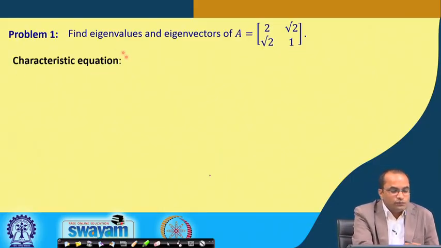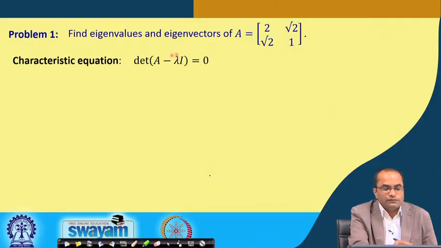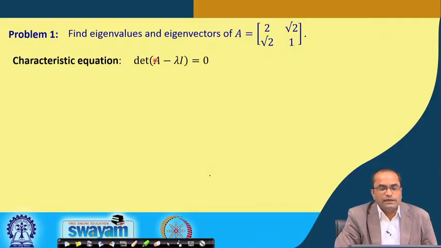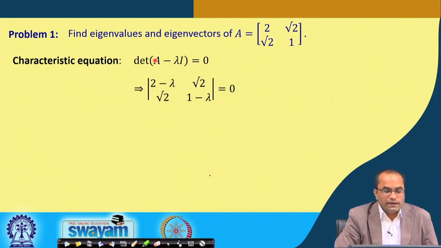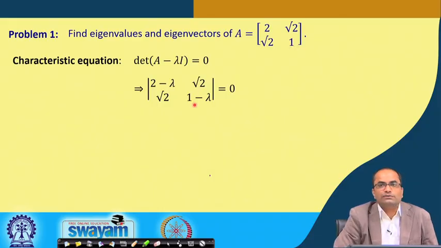So, the characteristic equation we have to write down as a first step to find the eigenvalues. That means the determinant of A minus lambda I is equal to 0, that is the characteristic equation we have. Here the lambda will be just subtracted from the diagonal entries, otherwise this is just the matrix A. So, 2 minus lambda, square root 2, again here the same element square root 2, and then 1 minus lambda is equal to 0.